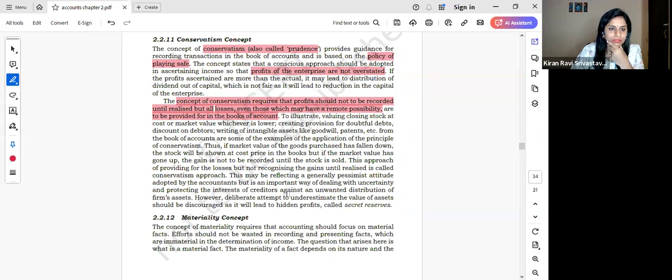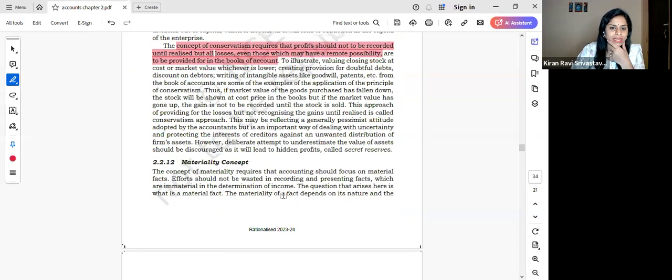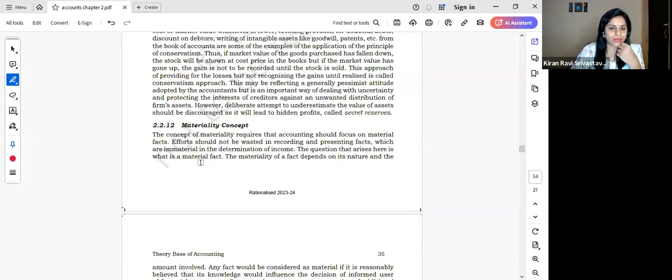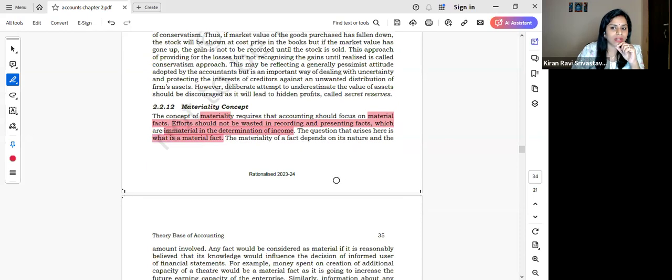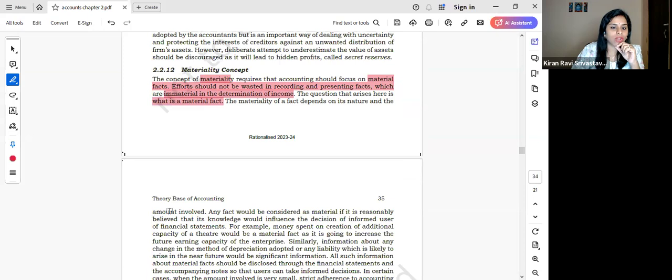Then the next one is the materiality concept. What is the materiality concept? The concept of materiality requires that accounting should focus on material facts. Effort should not be wasted in recording and presenting facts which are immaterial in the determination of income. The question here arises: what is a material fact? The materiality of a fact depends on its nature and the amount involved.